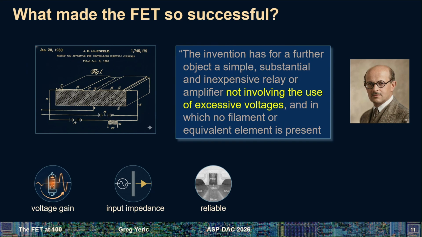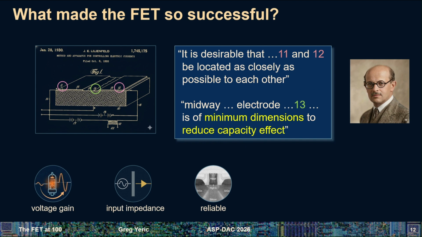One of the other things that Lilienfeld understood is he wanted to scale the dimensions of his invention, because he understood: make this smaller, reduce the capacitance, reduce the voltage, lower the power, all that's good. And so you see in his diagram here, you've got a source, a gate, and a drain. He's not calling them that, but that's what his invention is showing here. And he's saying, we need to reduce these dimensions. And actually, he had an idea for that in his patent.